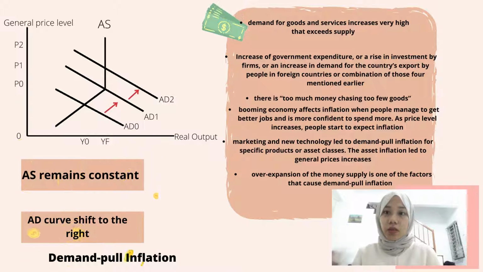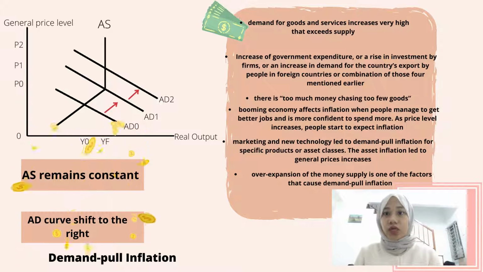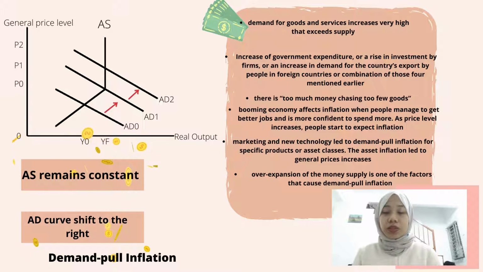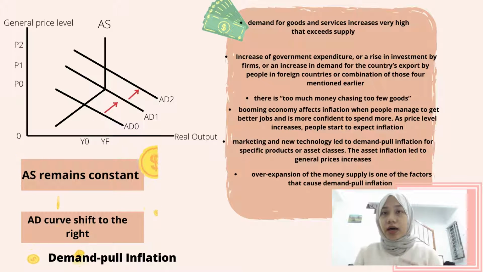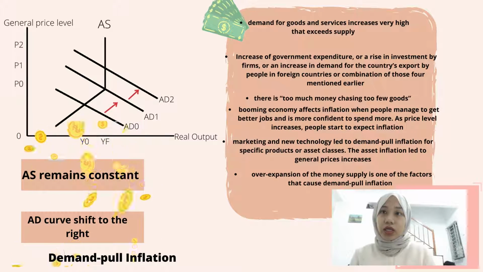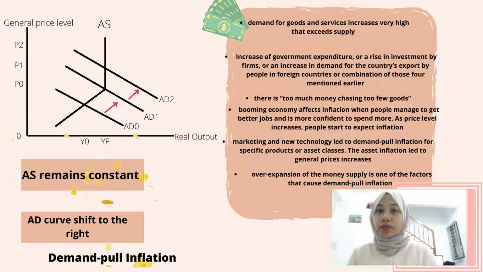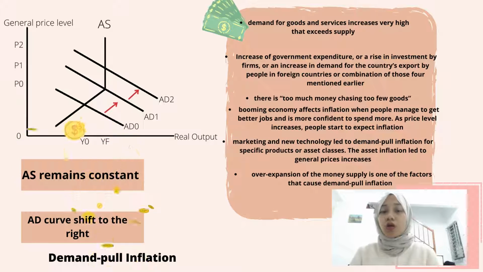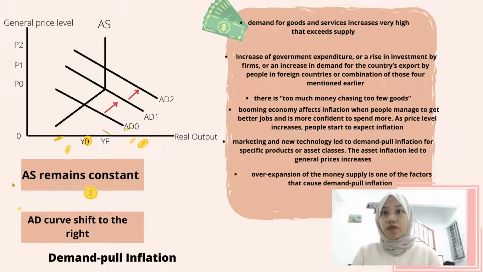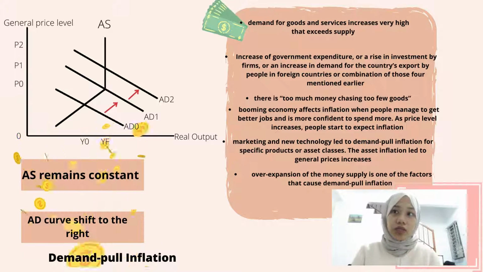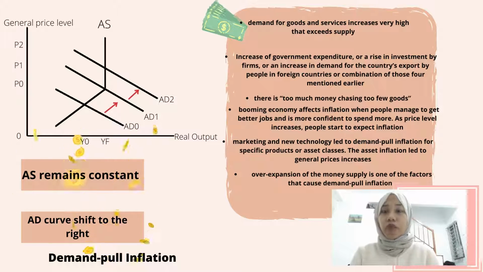Usually it happens when demand for goods and services increases very high and exceeds supply. For example, producers are having difficulties building the manufacturing needed to increase supply. It is also caused by an increase of government expenditure, a rise in investment by firms, or an increase in demand for the country's exports by people in foreign countries, or a combination of those four mentioned earlier.